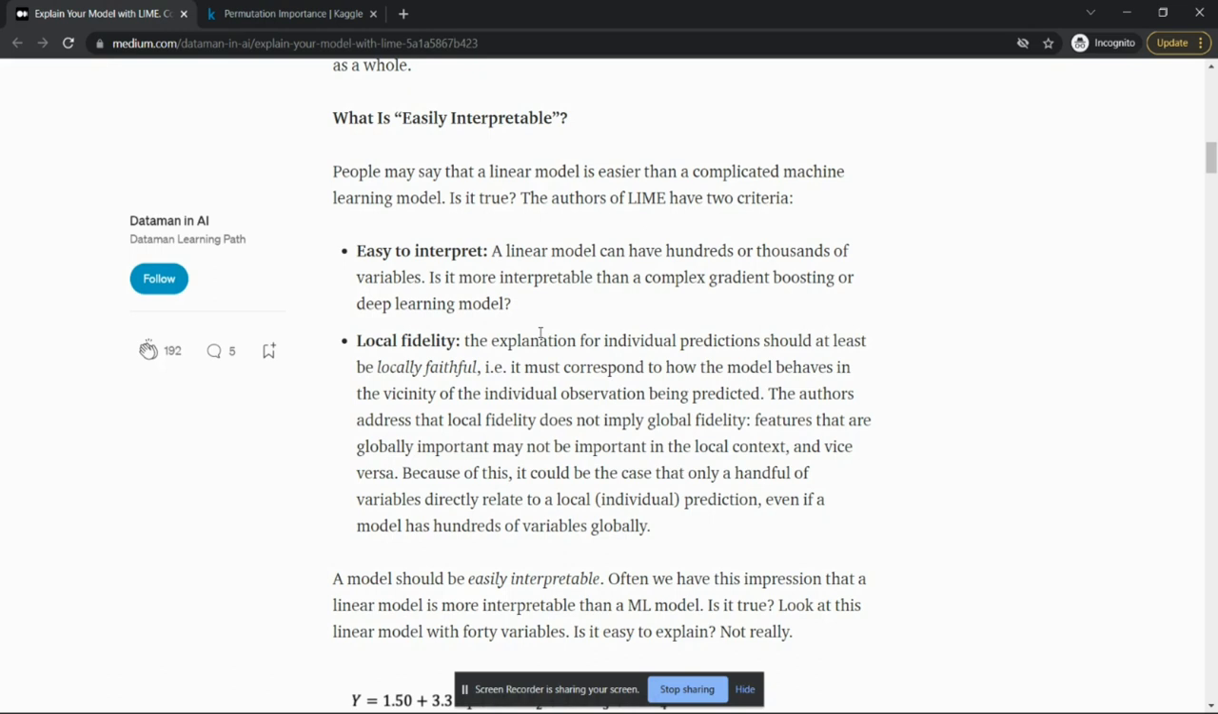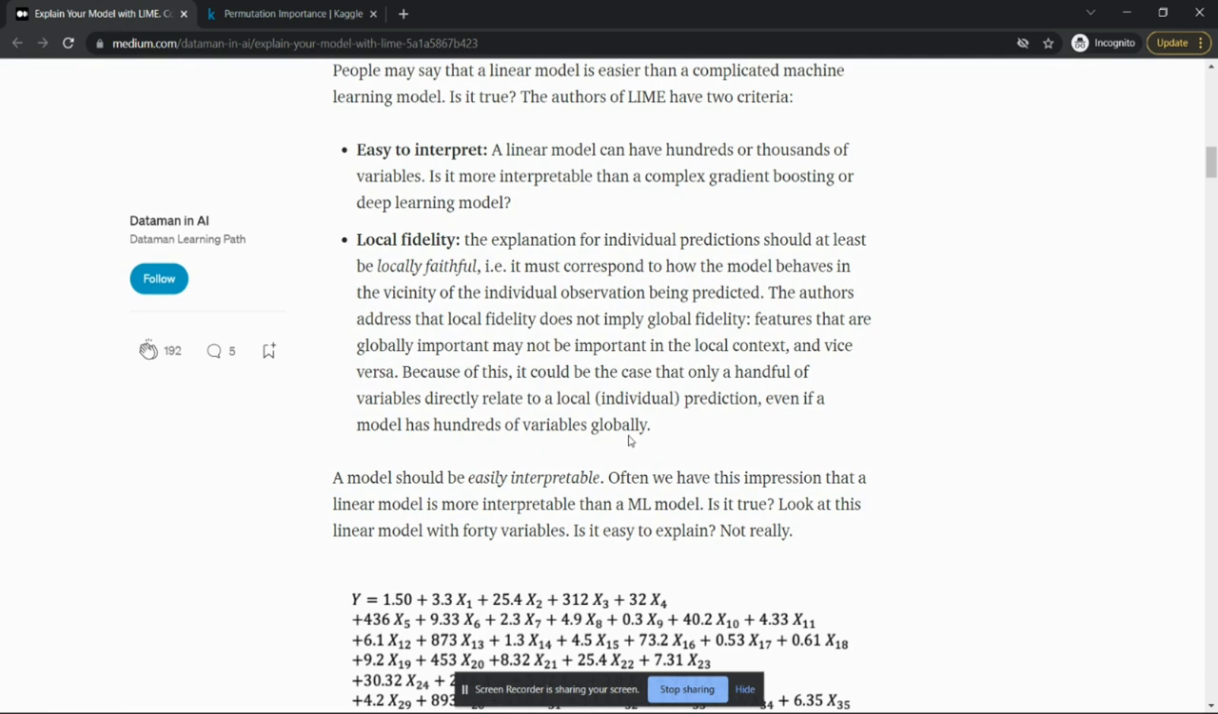Local fidelity means the individual prediction should at least be locally faithful, that is, it must correspond to how the model behaves in the vicinity of the individual observation being predicted. Even if the model has many variables, like in our case 63 or 64 variables, not all are used for making a particular prediction. For local interpretability, it could be only a handful of variables that directly relate to a local prediction. Local fidelity is very important, because only a handful of variables are responsible for the prediction for an individual observation.